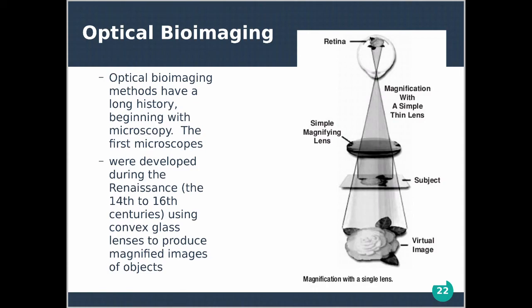The microscopes were first developed during the Renaissance, around the 14th to the 16th century, by using convex glass to magnify objects and images. Here you have a very simple schematic of how a simple magnifying lens can produce a magnified visual image of your subject. Of course, it has to do with the bending of light. The magnifying lens bends the light such that you form a larger visual image that can be perceived by your eyes.